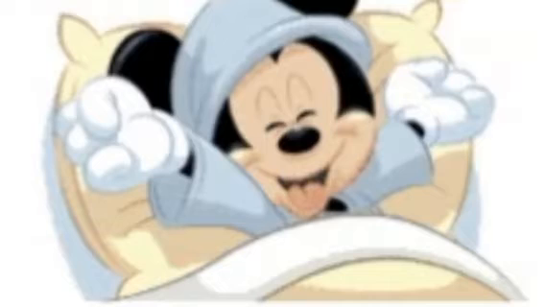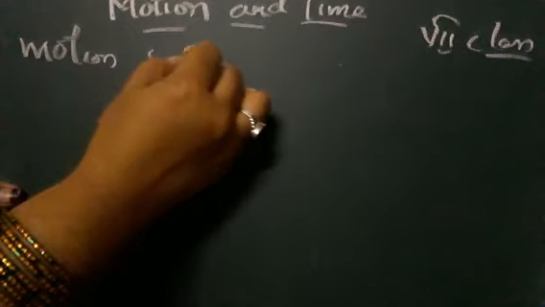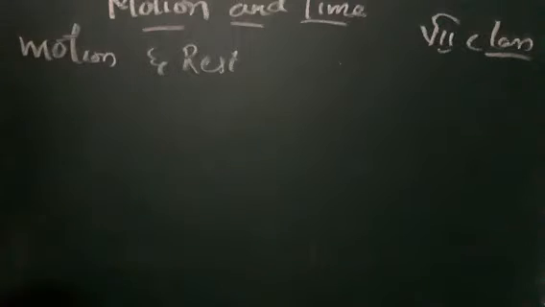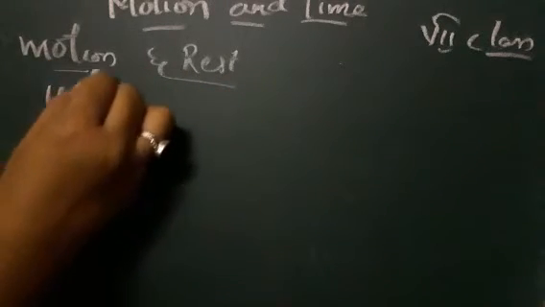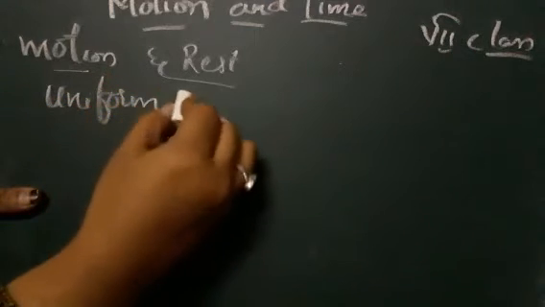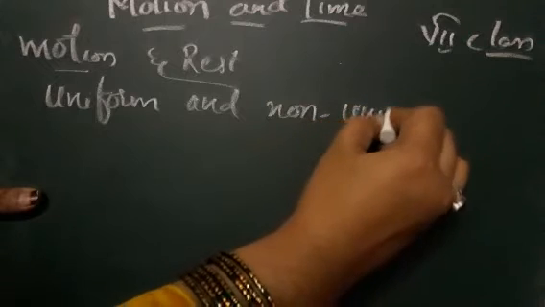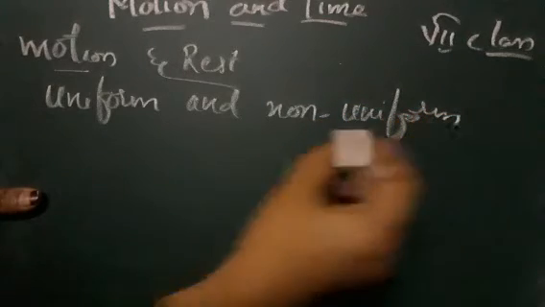We have learned in our last lesson what is motion and what is rest. We have learned about this in detail, isn't it? So in today's class we will learn about uniform and non-uniform motion. What is uniform and non-uniform motion?